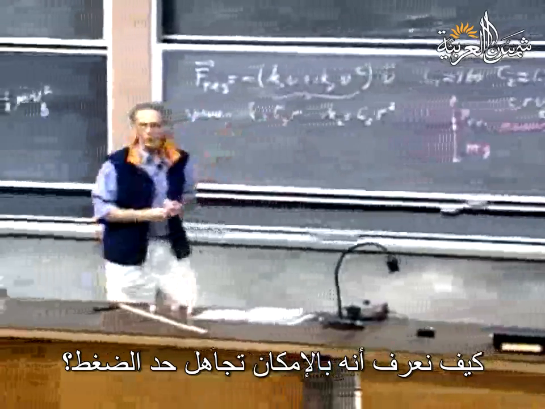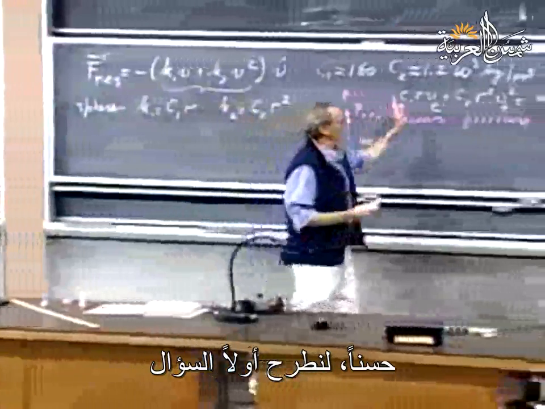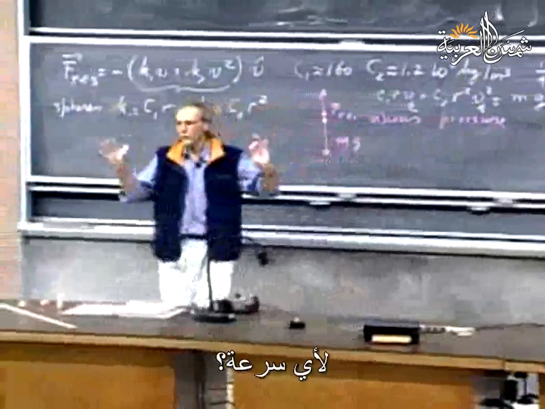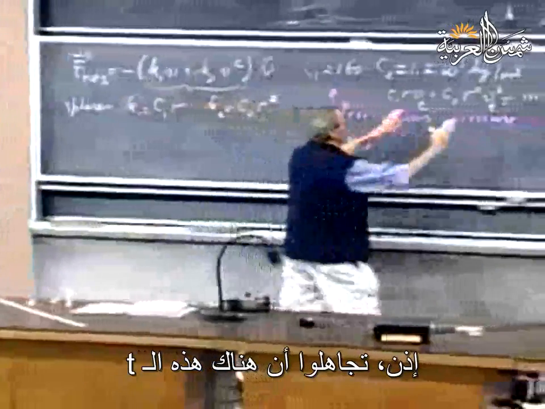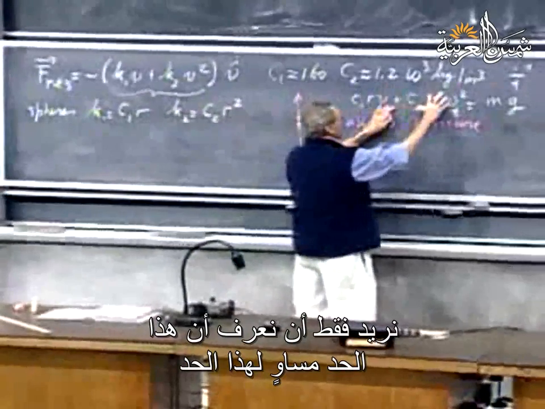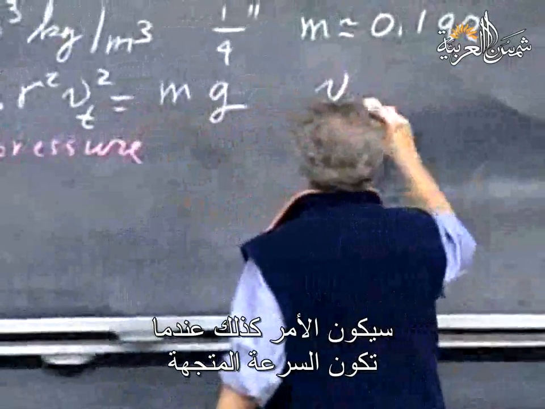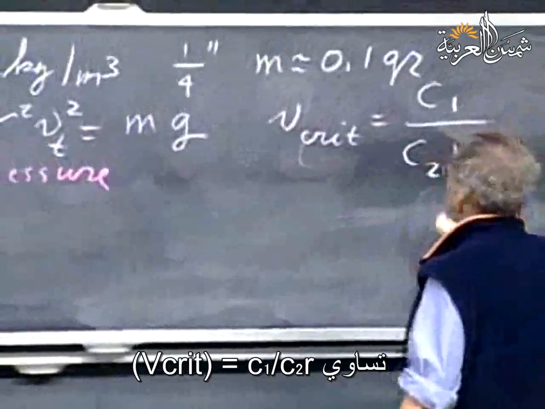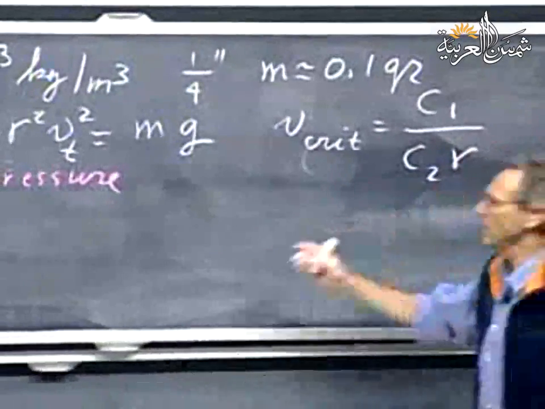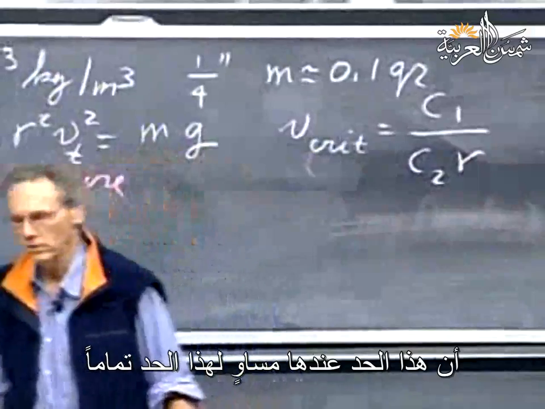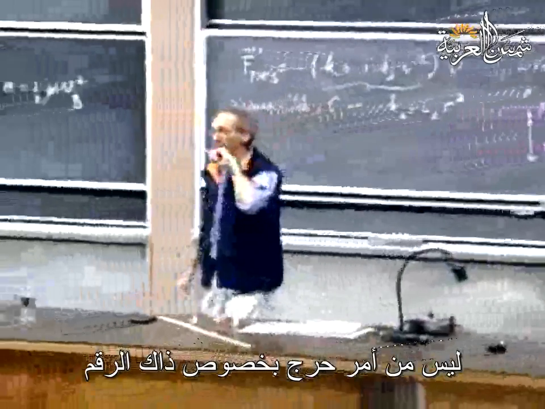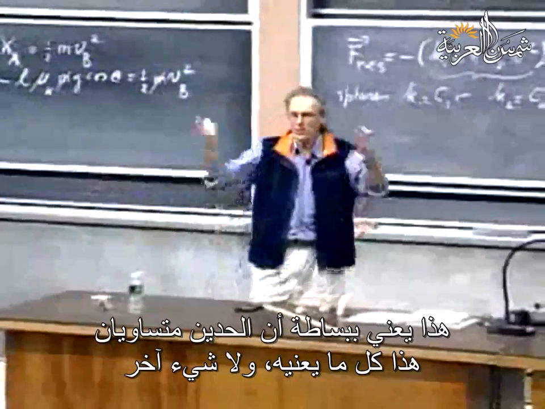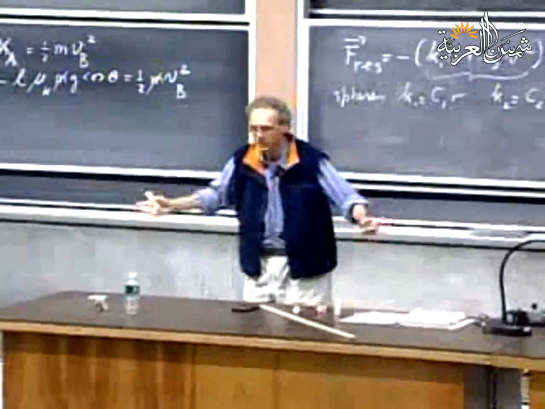How do we know that that pressure term can be ignored? Well, let's first ask the question, when is the viscous term and the pressure term the same? For what velocity? So forget for now that there are t's. We just want to know when this term is the same as this term. That will be the case when the velocity, which we call the critical velocity, equals c1 divided by c2 times r. It's very easy to show that this term is then exactly identical to that one. There's nothing critical about that number. Really, it's a wrong name, critical velocity, but we give it that name. It simply means that the two terms are equal. That's all it means, nothing else.